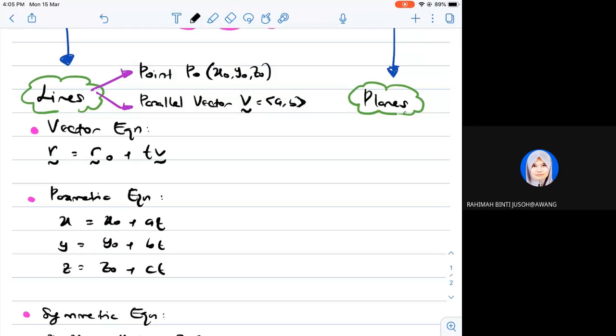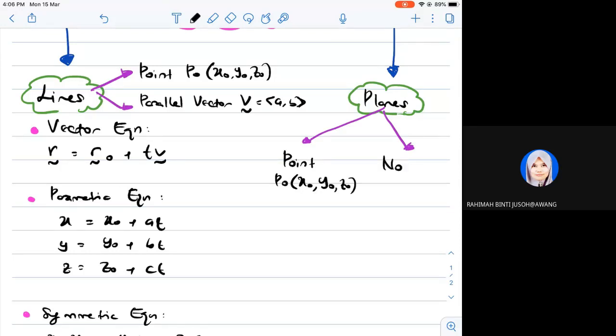Okay, now equation of planes. Same also, guys. For equation of planes, you need to have two pieces of information in order to form the equation. Number one, again, you need a point P naught. Same, x naught, y naught, and z naught. And then another one is you need to have a normal vector.